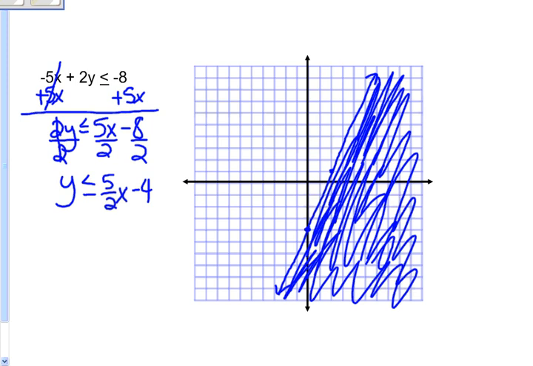Because I didn't use a greater than symbol, if this would have been greater than, everything that's not shaded above this would have been shaded. So you'll only have two sides when you're dealing with a linear inequality, and you're either going to shade one side or shade the other. And in this case, this was shaded down. If it would have been greater than, we would have shaded the other area.